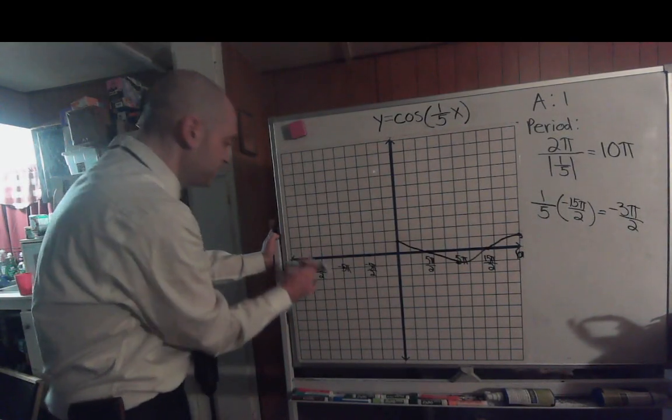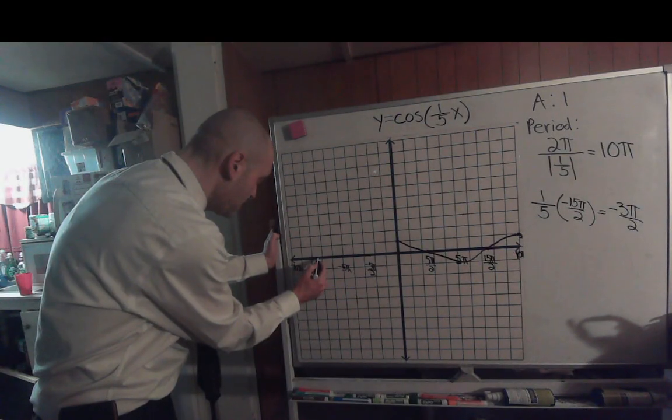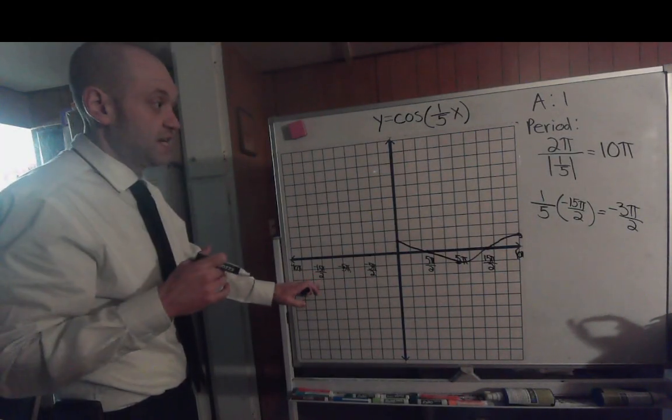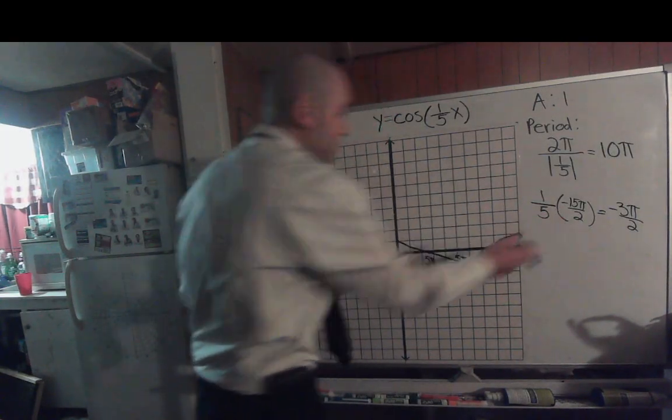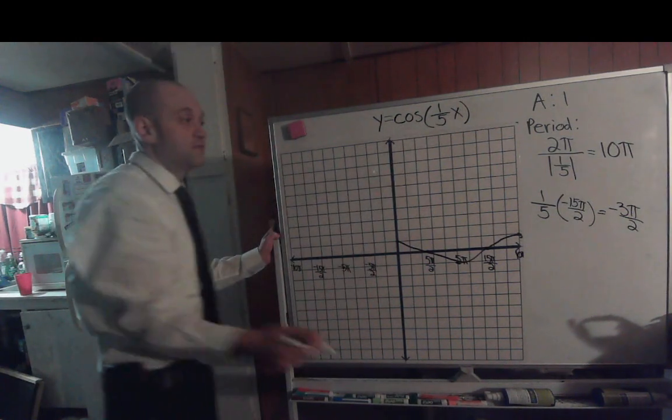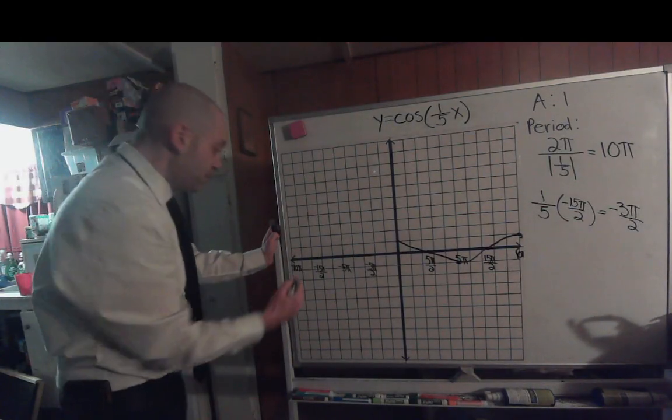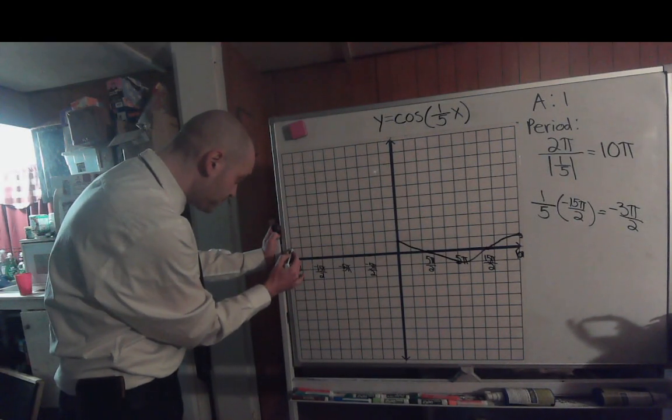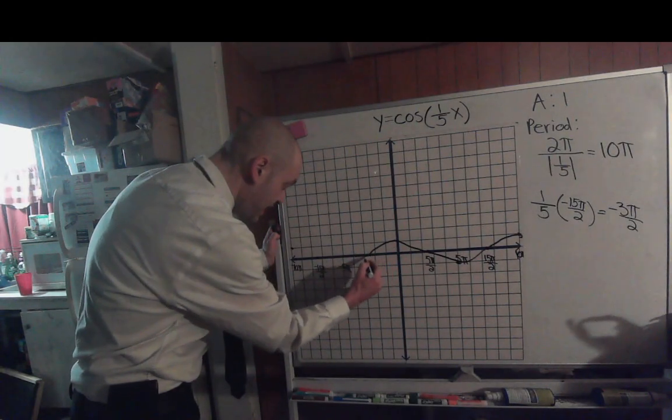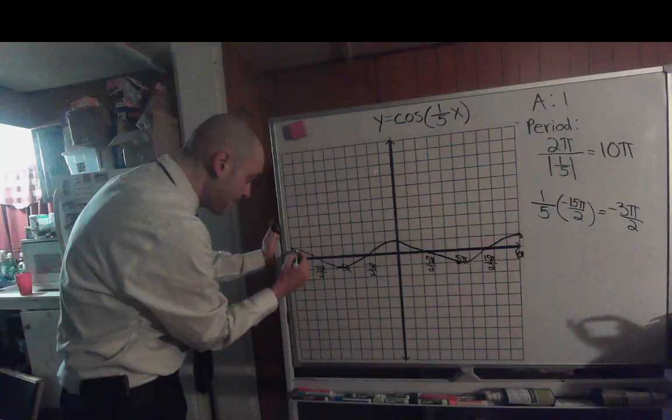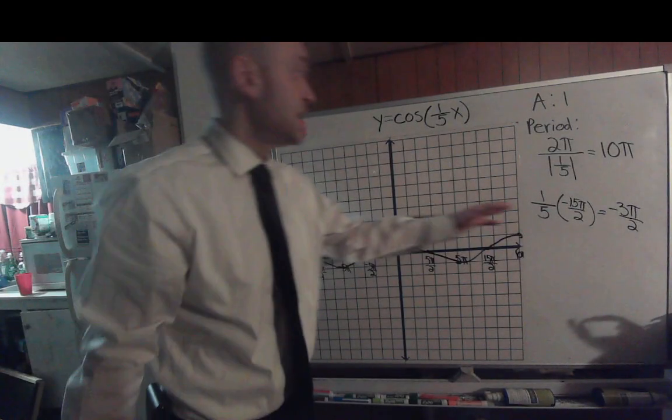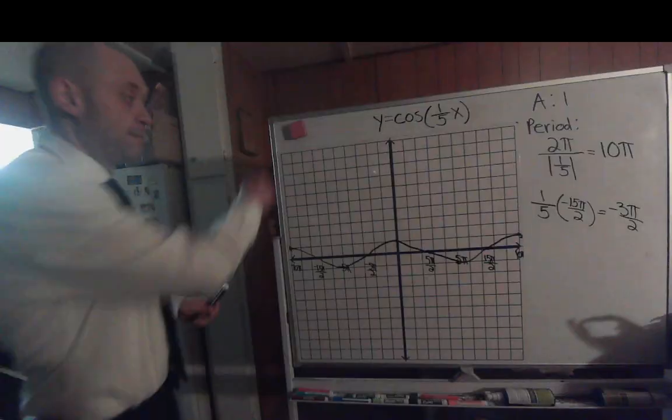Wait, the cosine of -15 pi over 2 is 0. Excuse me. I was thinking of the sine for a second. Cosine of -15 pi over 2 in this case, because it's -3 pi over 2, would be 0. There we go. So then put in -10 pi, that'd be the cosine of -2 pi. Well, that would end up being 1. So now let's draw a nice little curve to the left. And here's your nice curve with a period of 10 pi for the cosine function.